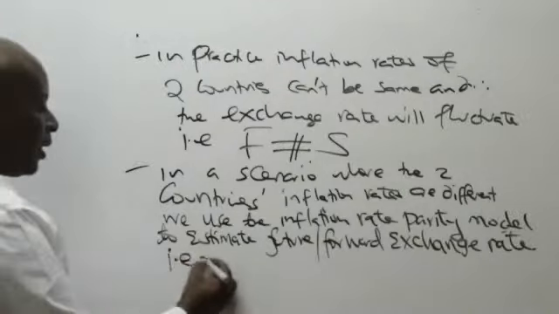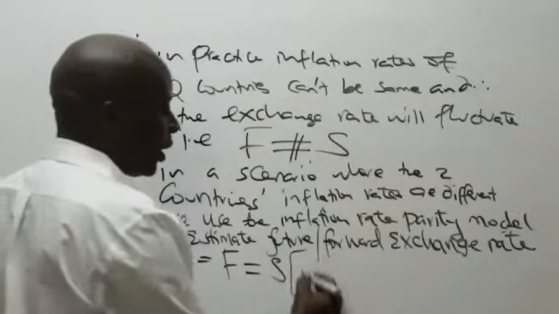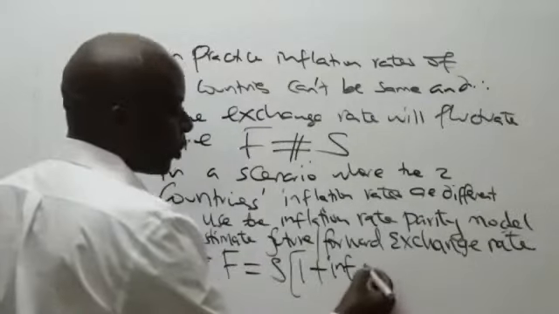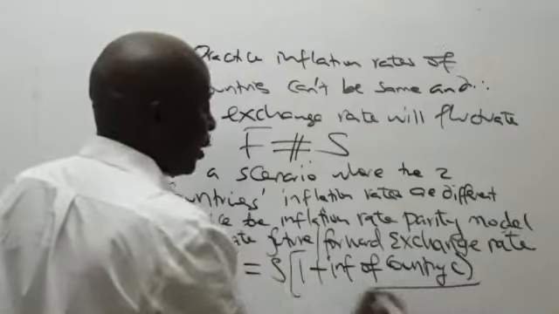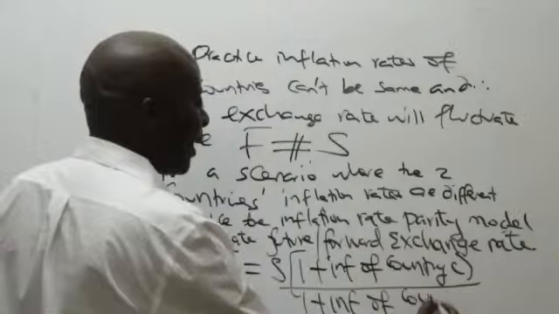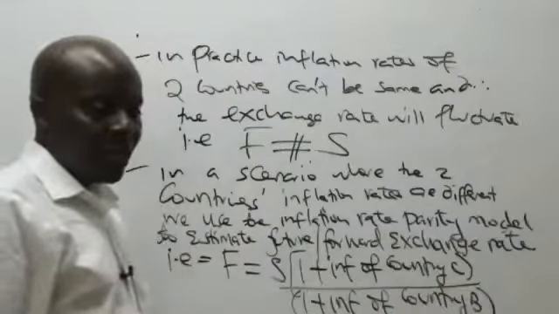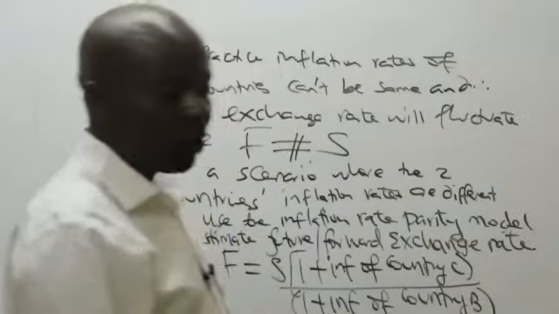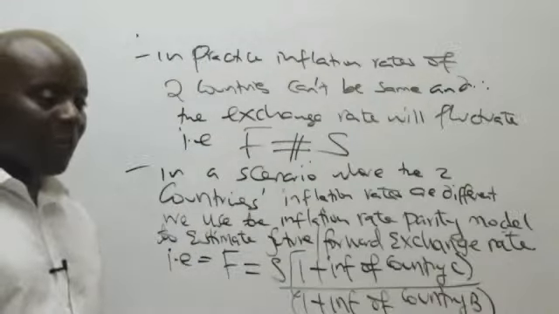That is, the forward exchange rate should be equal to the spot exchange rate times 1 plus inflation of country C, all over 1 plus inflation of country B. This is what you are required to write for you to get those 6 marks.